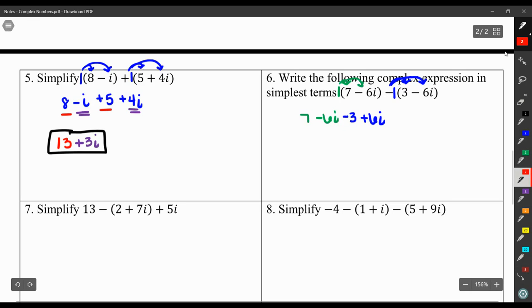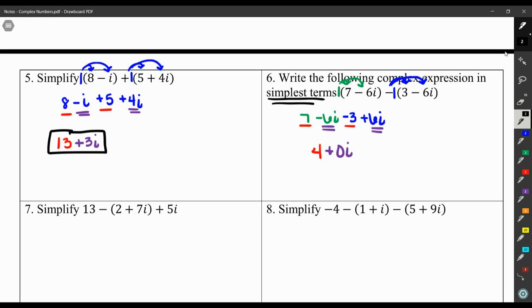Now we can start to combine. So 7 and -3 combine up to a 4. Then we have -6i and 6i, which actually combine to make 0i. Now that's a perfectly acceptable answer, but remember, we want the simplest terms. Well, 0 times i, 0 times anything, is just simply 0. Now this is no longer imaginary. Now you can add 4 and 0 together to make 4.